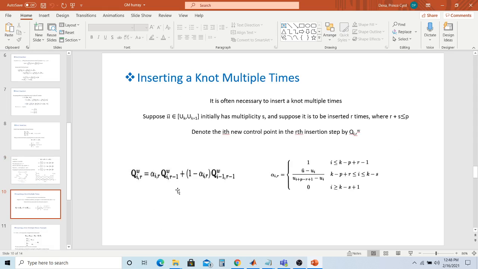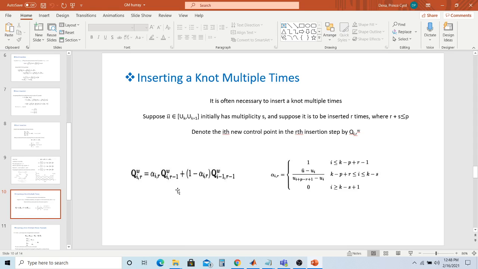Inserting a knot multiple times. Sometimes we need to insert a knot multiple times. Suppose u bar belongs to u sub k plus 1, has a multiplicity s, and is inserted r times, where r plus s is less than or equal to p.